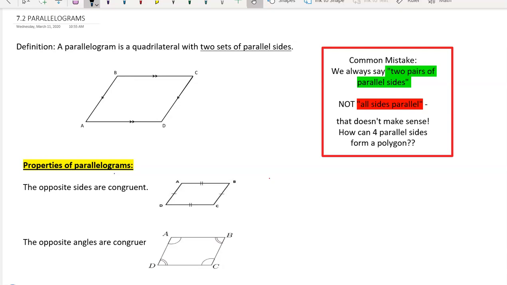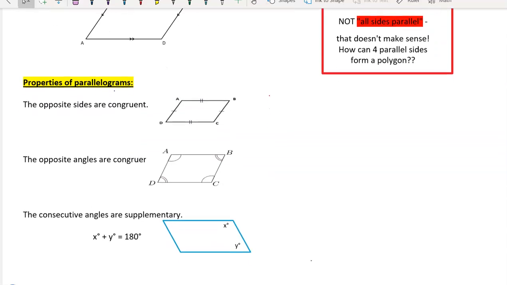You don't want to say all sides are parallel. That doesn't make sense. Four sides can't be parallel to each other. So you have to have two sets or two pairs of parallel sides. That's just the definition. Then we're going to get into the properties of parallelograms.